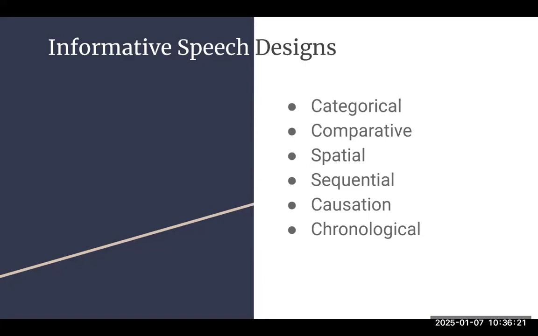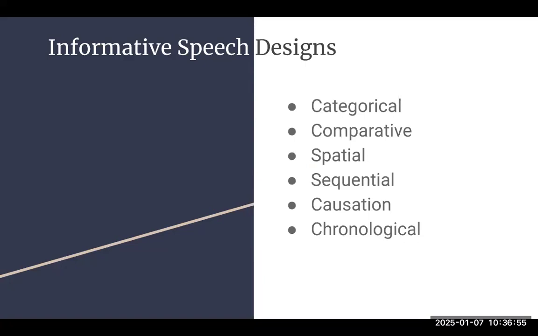Then there's the sequential design. This one you would use as a sequence of, this is what you do first, this is what you do next, this is what you do after that. So it's a step by step approach to helping your audience understand something. Then there's the causation design. This is basically cause and effect. If this happened, then this is what happens. The cause and effect of something, that is causation.